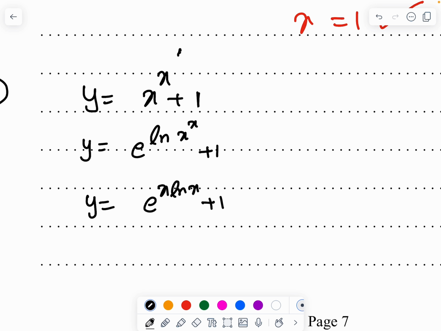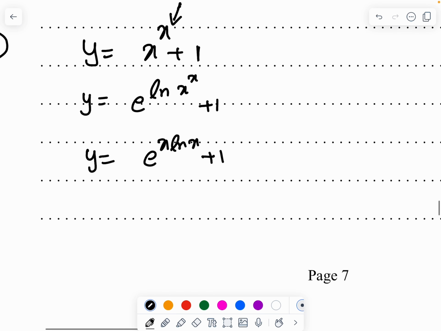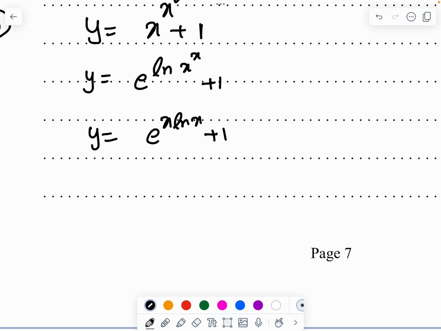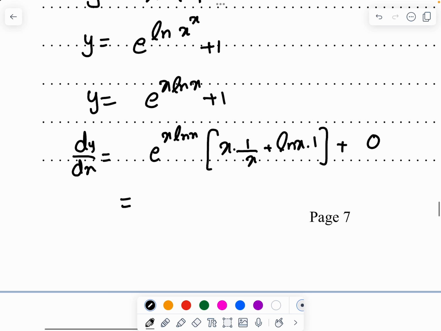When there is a variable in the power, we cannot use the direct formula. So we have to convert it into a constant in the base: e power ln x power x, which is e power x ln x. Now I will find dy by dx. The derivative of e power x ln x is e power x ln x times the derivative of x ln x. x times the derivative of ln x is 1 upon x, plus ln x times the derivative of x, which is 1, and the derivative of 1 is 0. So it becomes e power x ln x times 1 plus ln x.